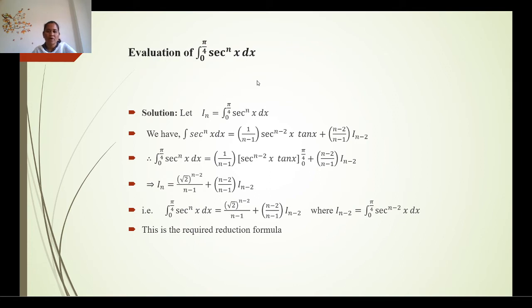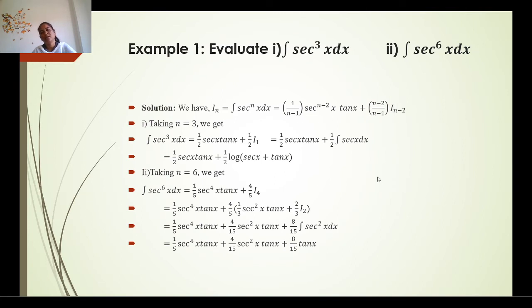Okay, next we move on to the problems related to the reduction formula for secant to the power of n x dx. So let us see the first problem. In this problem n is equal to 3. In the second problem n is equal to 6. So we have the reduction formula. In this formula, wherever we see n, here we have to put n is equal to 3.